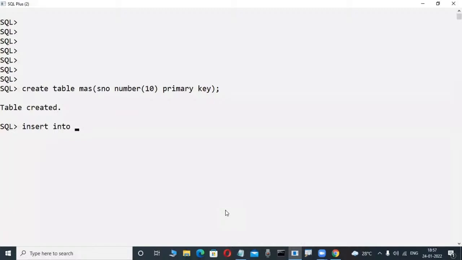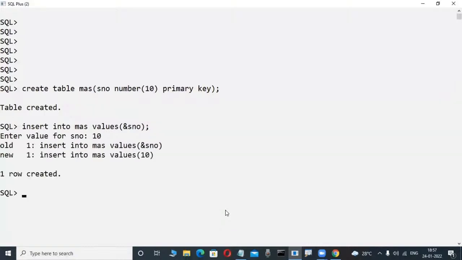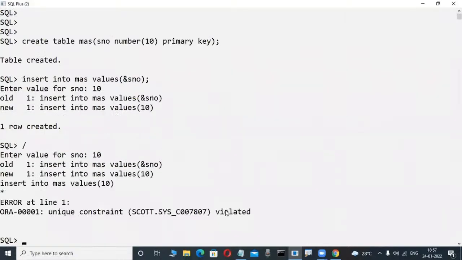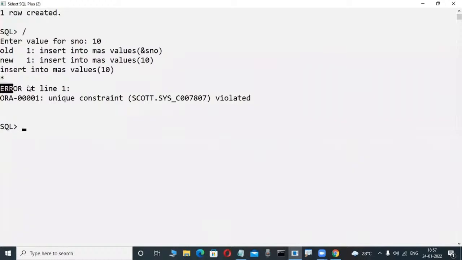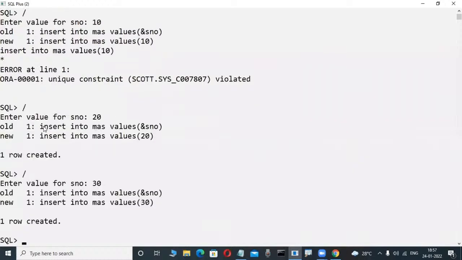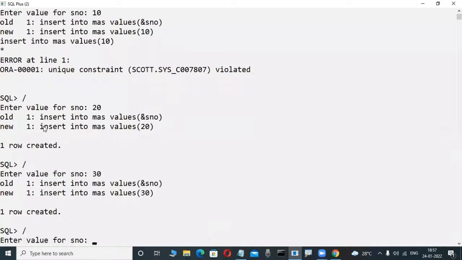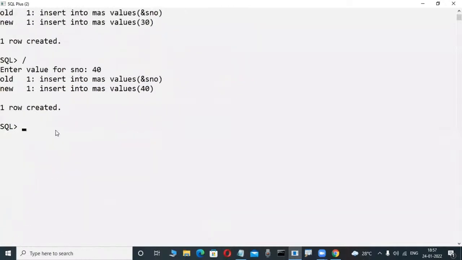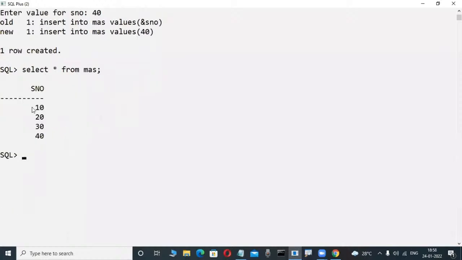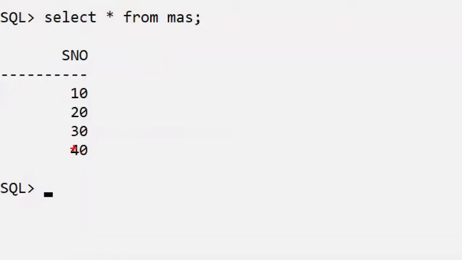Now I try to insert a duplicate value in the master table. Suppose 10 again: not possible. Duplicate not possible, error. But 10 one time, 20 one time, 30, and 1, 2, 3 also work. That's why, in this master table, select star from master: observe 10, 20, 30, 40 are there.